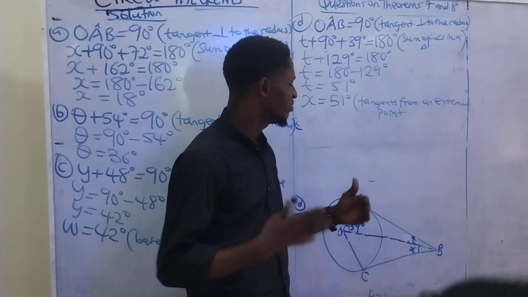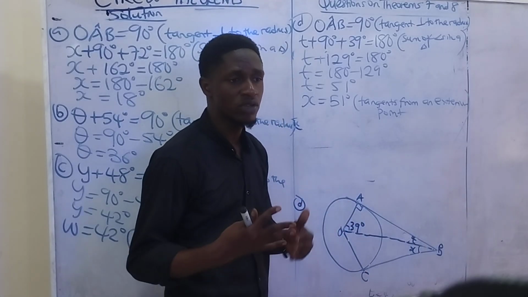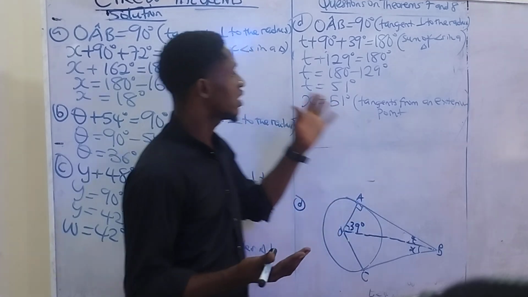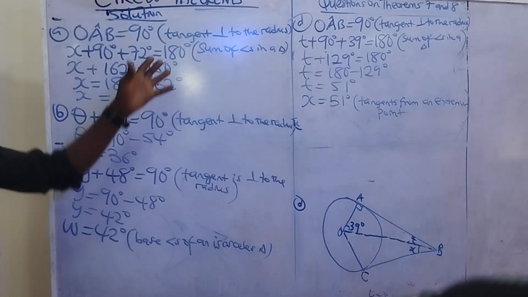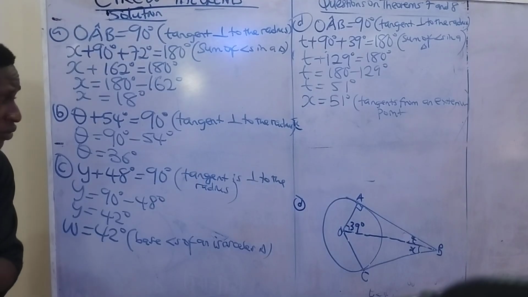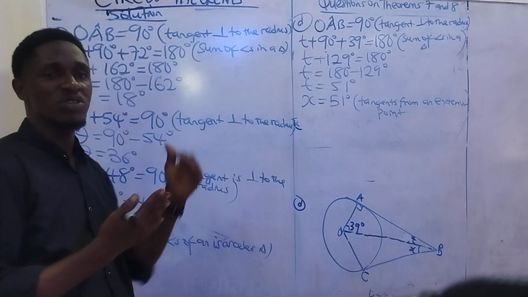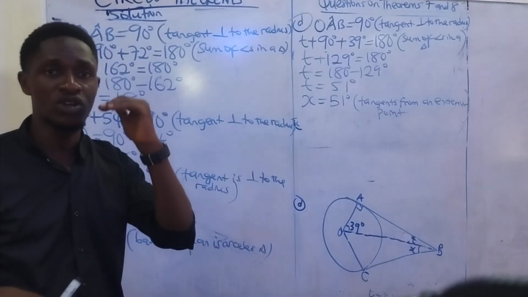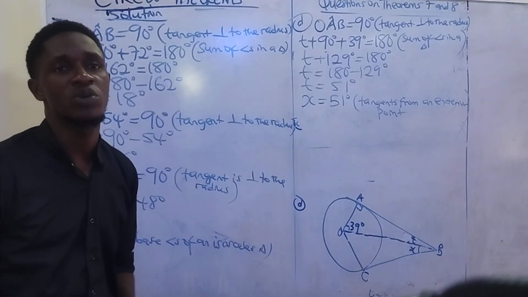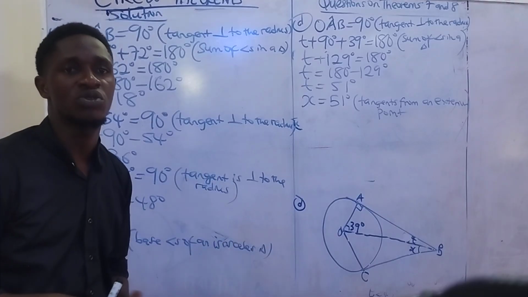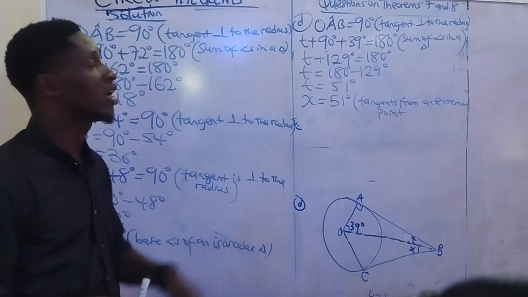So these are things that you have to get used to. Tangents is one of the theories that you have to be very careful in recognizing. They always mix tangent with alternate segments, and that is the next theory we are going to talk about, and we'll try to conclude this topic under circle theory.